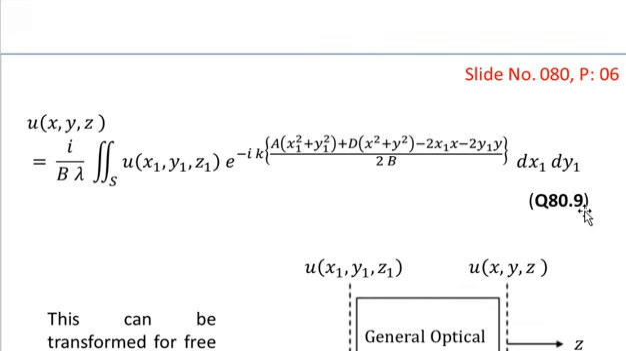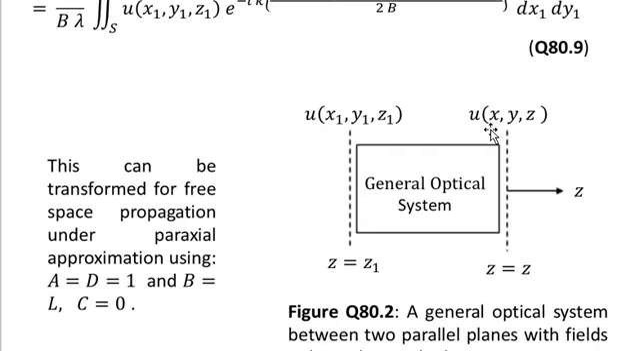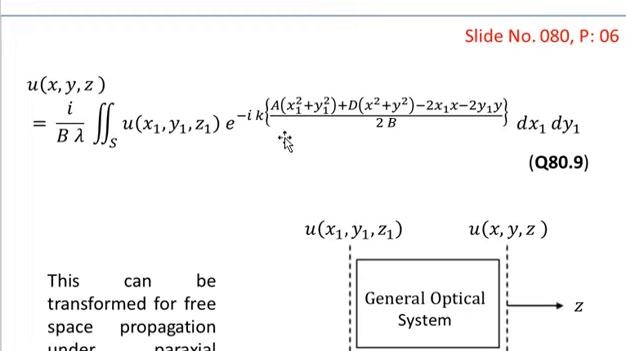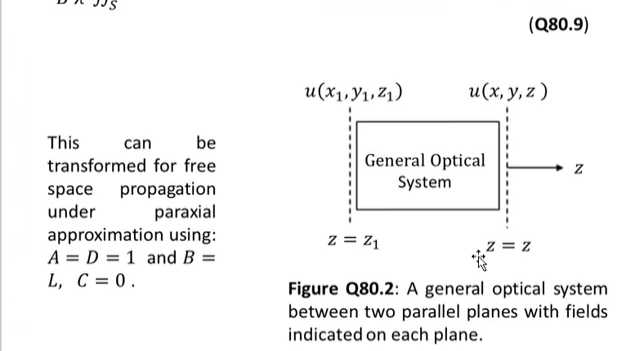So this is equation number 9, and this equation will help you to calculate the field at the output plane u of x, y, z when the input field is u of x1, y1, z1 containing a general optical system. The matrix element of that general optical system is represented by A, B, C and D. You see that capital C is not present over here, because capital C does not get involved in the calculation of the field between the two planes. So capital C is equal to 0.